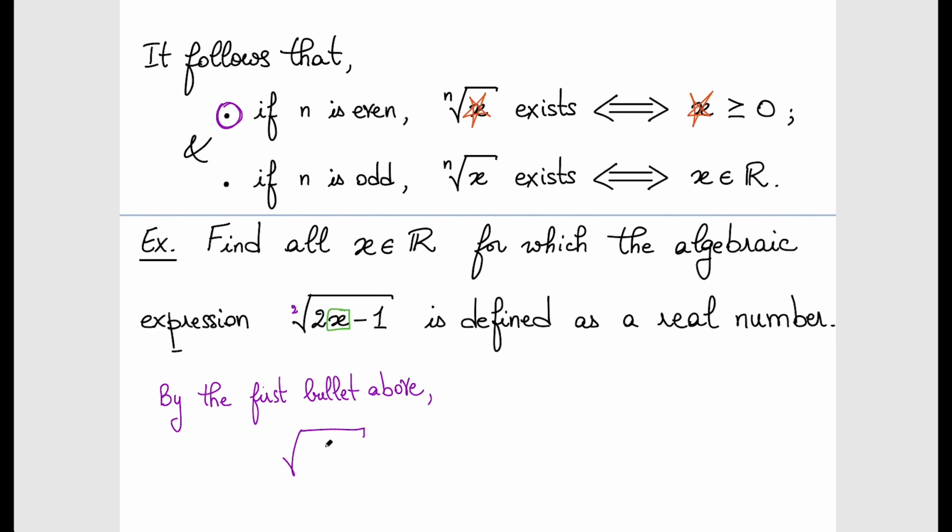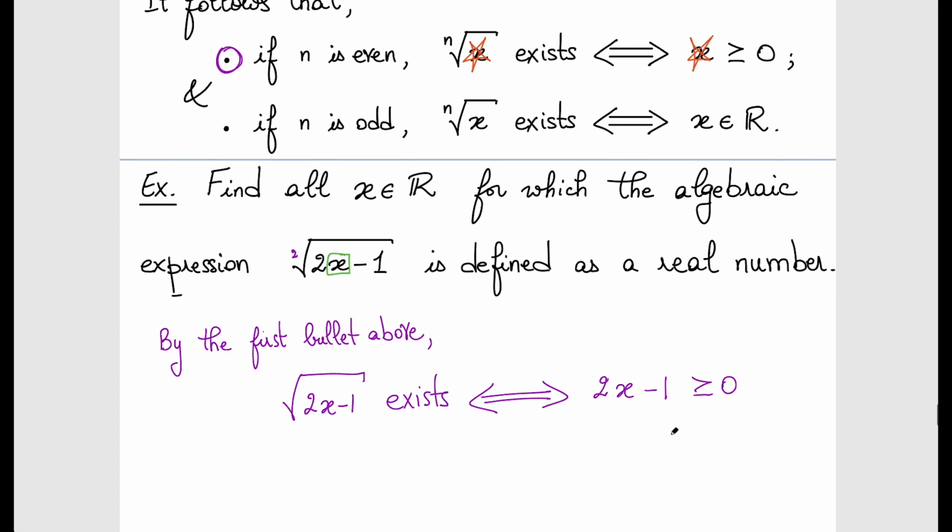The square root of 2x minus 1 exists, which means it is well defined as a real number, if and only if the guy under the umbrella is non-negative. And who's the guy under the umbrella? It's the 2x minus 1. The guy under the umbrella is non-negative. So this algebraic expression is meaningful as long as the guy under the umbrella is non-negative.